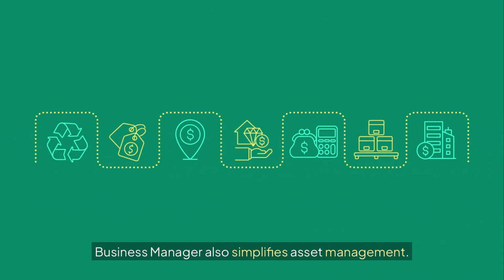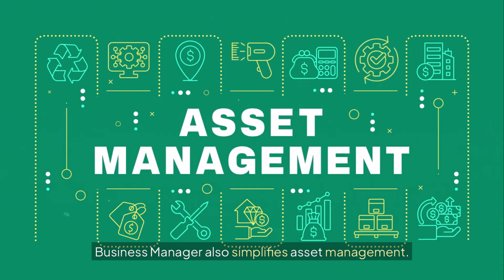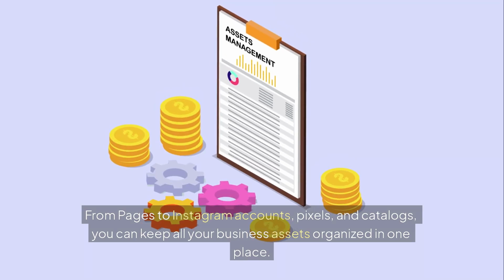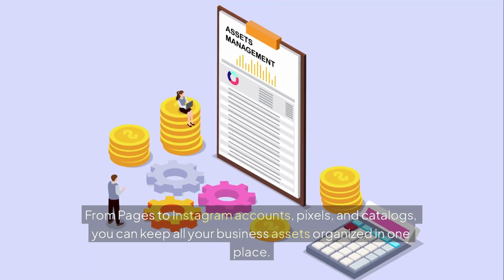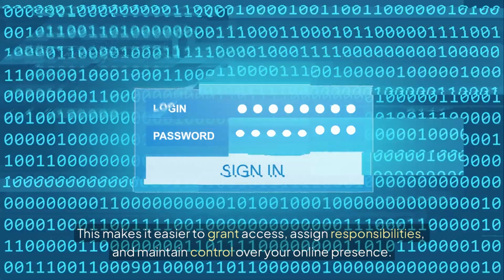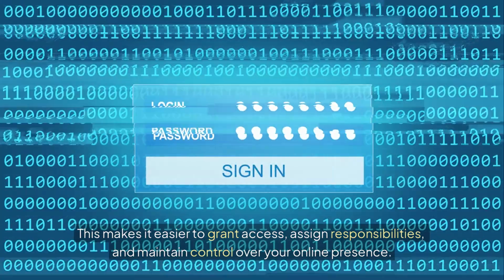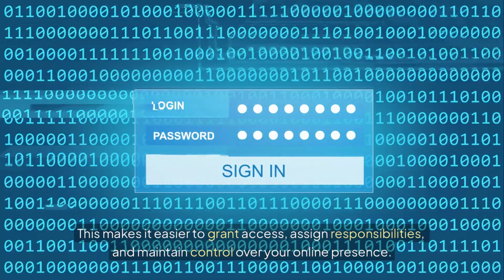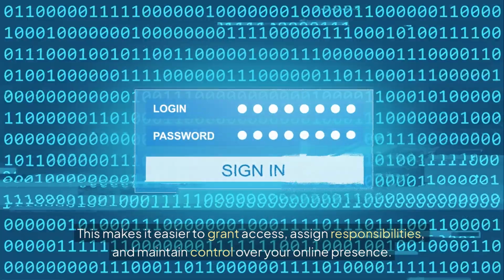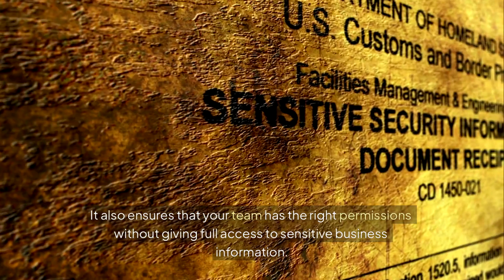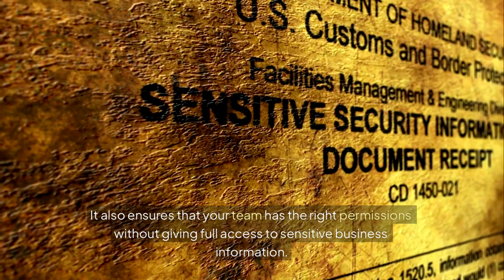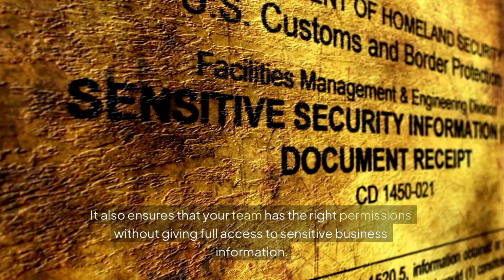Business Manager also simplifies asset management. From pages to Instagram accounts, pixels, and catalogs, you can keep all your business assets organized in one place. This makes it easier to grant access, assign responsibilities, and maintain control over your online presence. It also ensures that your team has the right permissions without giving full access to sensitive business information.